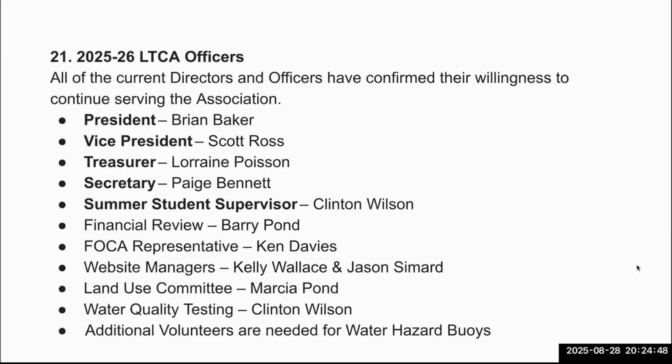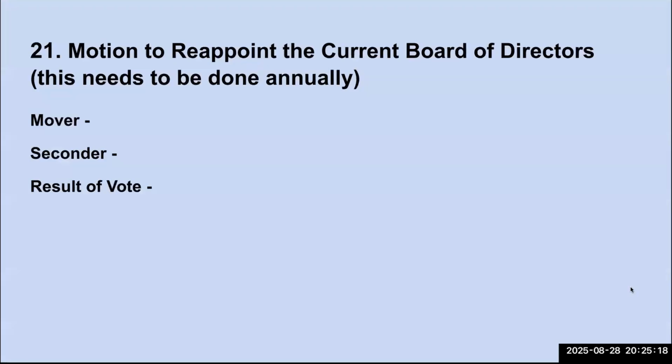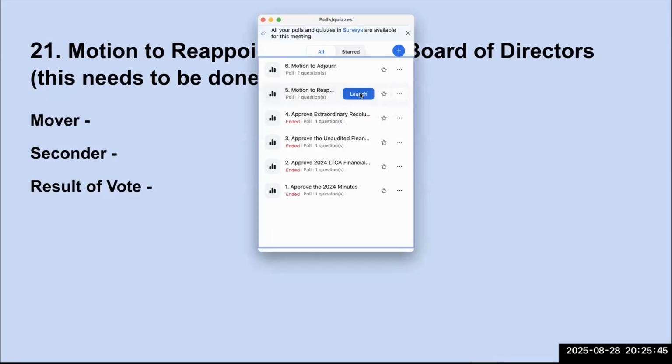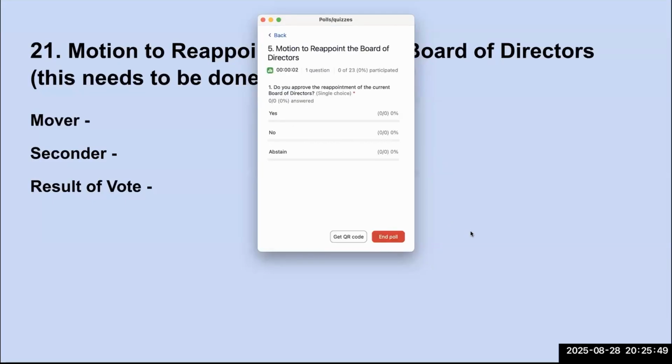Number 21 is our officers. I don't know if Paige has a poll. I was advised that we're supposed to reappoint or reelect our officers every year. Yes, that's part of our bylaws, and I do have a fancy poll ready. Everybody is standing for reelection: President, Vice President, Treasurer, Secretary, and the summer student supervisor. So if you could put that motion forward. We have a mover and a seconder. The mover is Jane Bennett, and the seconder, Alan Ross, I'll second that. Thanks, Alan. And then the poll. There it is.